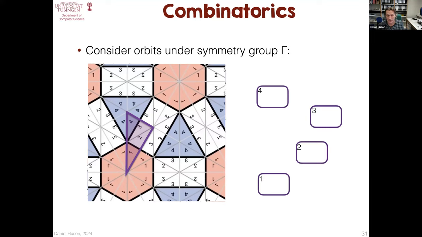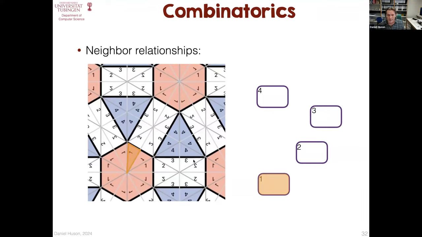Okay, and so in the graph, each node is going to be adjacent to three edges, and these edges are going to tell us who the neighbors of the corresponding triangle are. There are going to be three types of edges, depending on, if you think about the flags, which dimensional flag component I have to exchange to get from one triangle to the other.